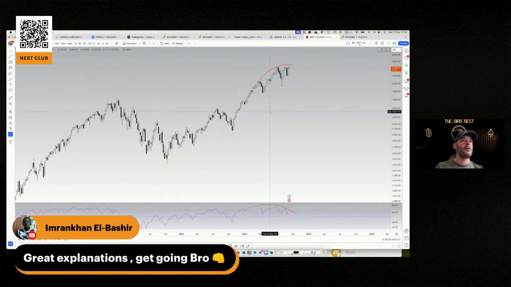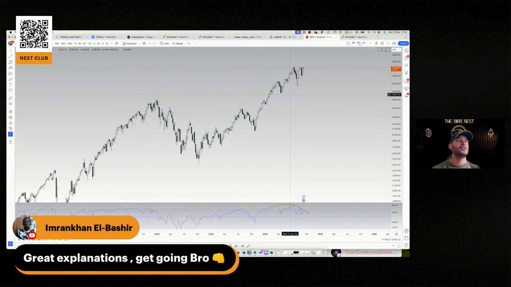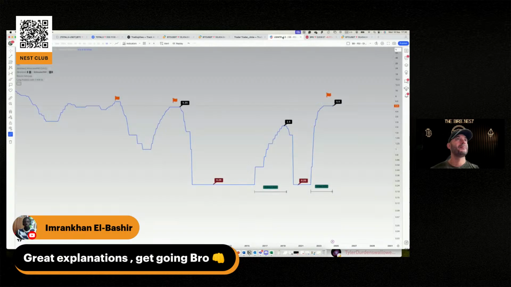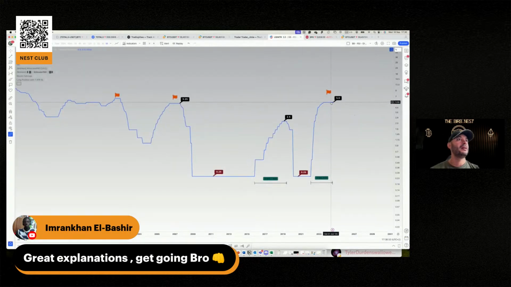Yeah, so we could see a new all-time high, and it can break through this bearish divergence, but it looks kind of toppy, heavy to me. It's also quite funny, right? The S&P made an all-time high while the interest rates are also at a very high point.